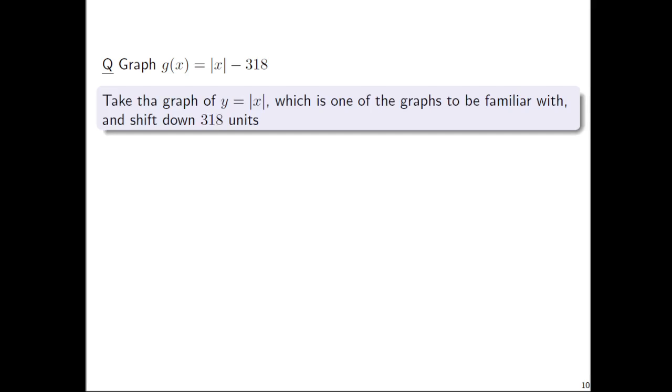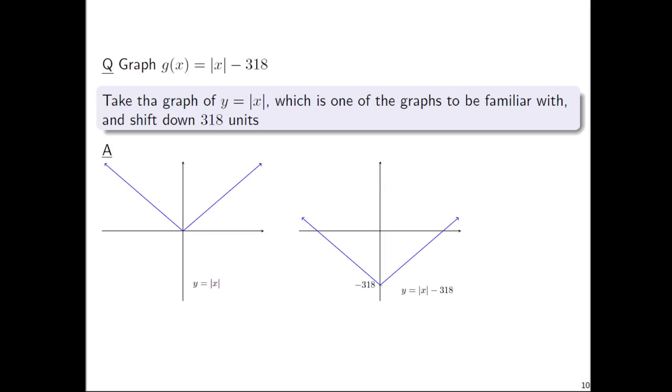The minus 318 is outside of the absolute value. So the idea is to take the graph of y equals absolute value of x. That should be another one to be familiar with. It's a V shape, has a sharp corner right at the origin, and then shift this thing down 318 units. So here's that V shape, and then here it is shifted down 318 units.